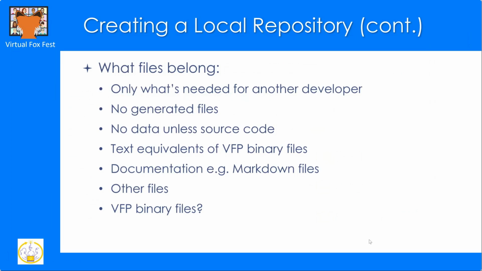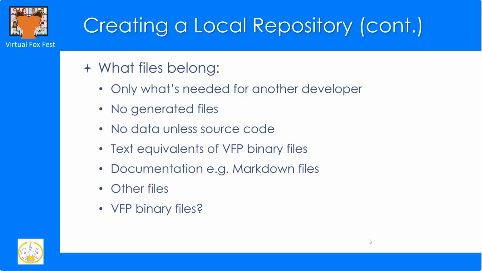Another rule that we should follow is no generated files. So a PRG gets compiled to an FXP. FXPs do not belong in the repository. A menu, the MNX and MNT files, gets generated to an MPR. So the MPR doesn't belong in the repository, and its compiled version, MPX, that doesn't belong in the repository either. It's really just source code that we care about.